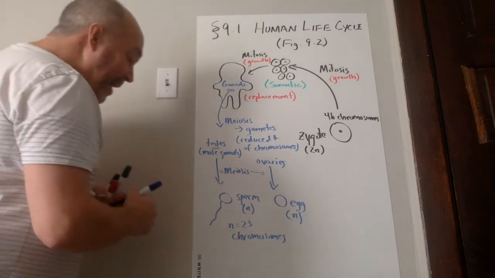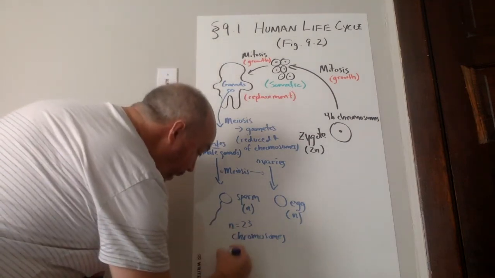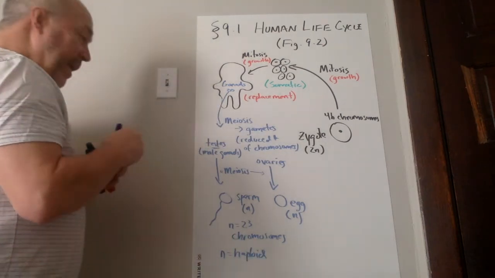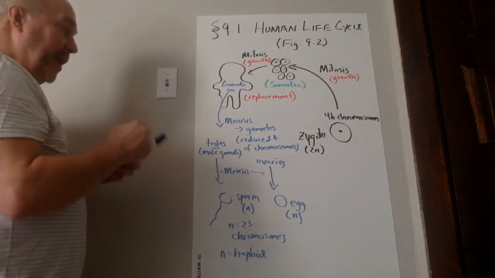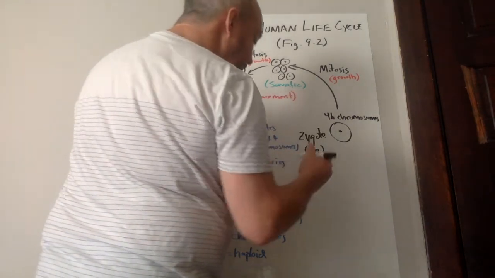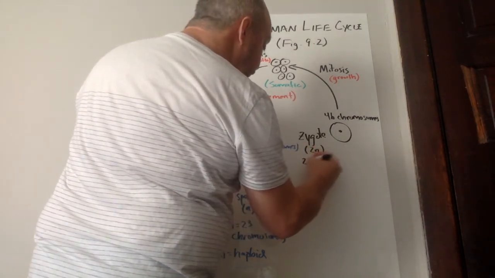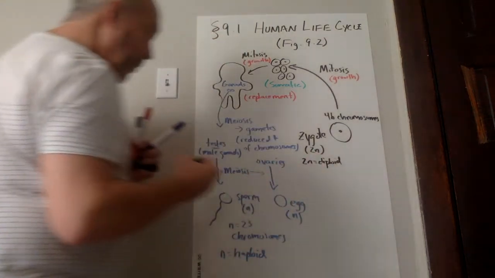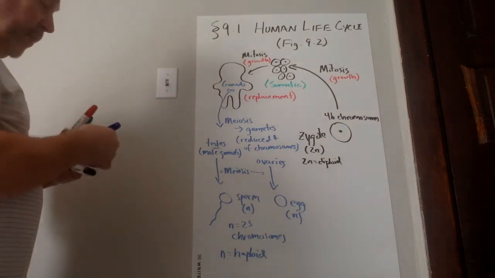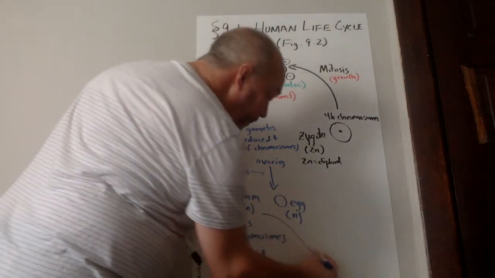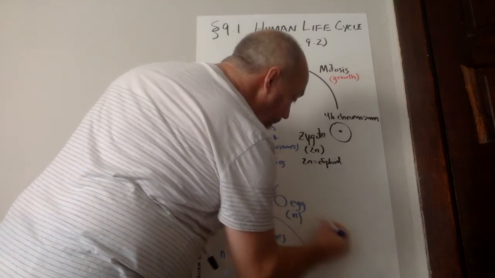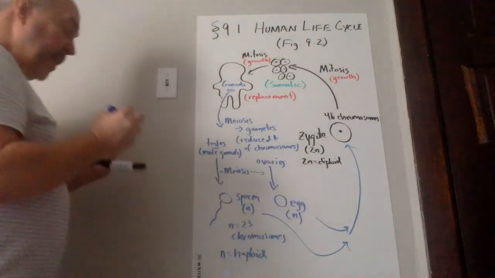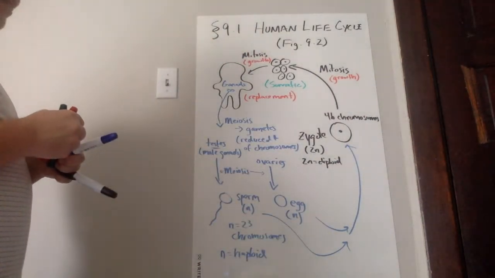Whenever you see N for something, N means something is haploid. It means it has the base number, 1 copy each. Whenever you see 2N, 2N means diploid. You have 2 copies of every chromosome. And then this is what will happen. This sperm and this egg, they will come together and they will form and join and create the zygote.